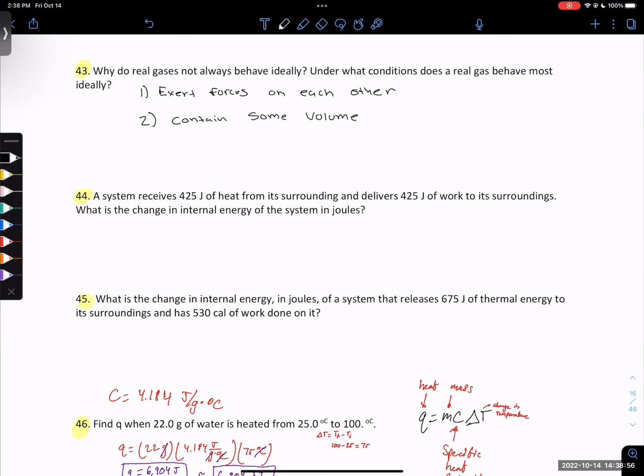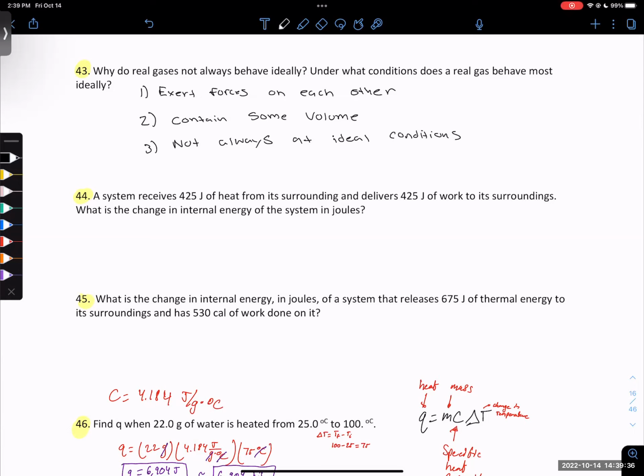Any other gas postulates being violated here? That they're not always at ideal conditions, because the differing pressure and temperature can affect how they behave. You can say not always at ideal conditions. And then would another one be that there's attractive forces between different gas molecules? Yeah, so that would be like number one, where they exert forces on each other. Those forces can be attractive forces or repelling forces.